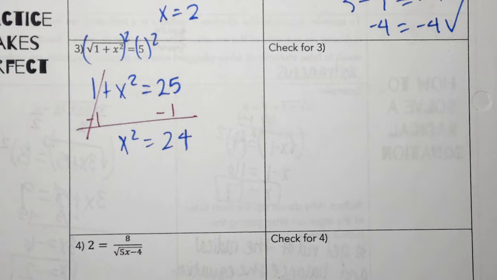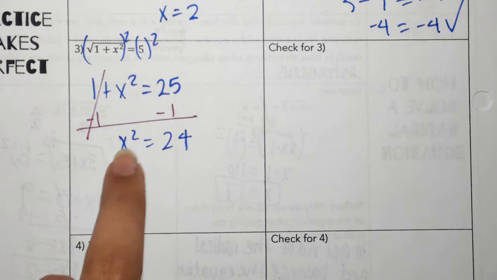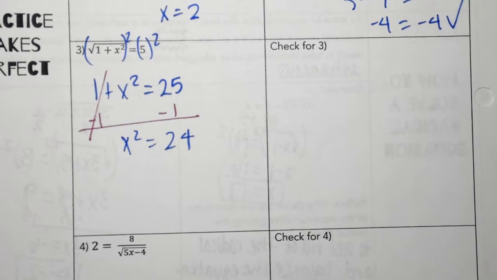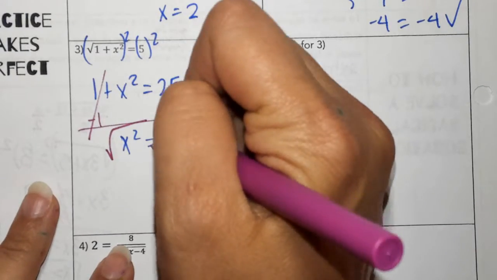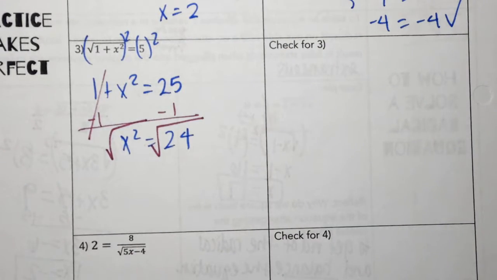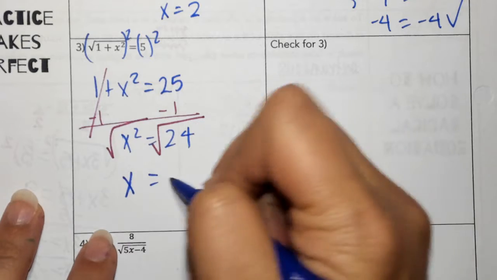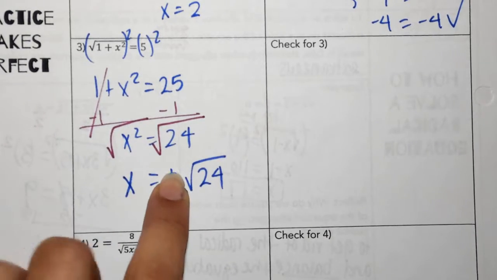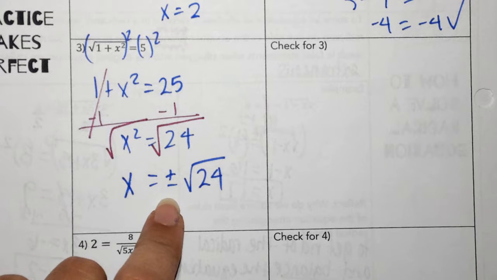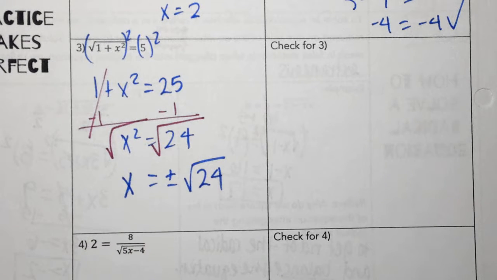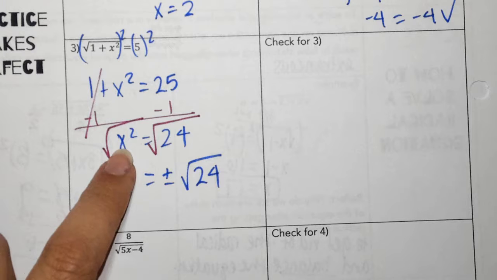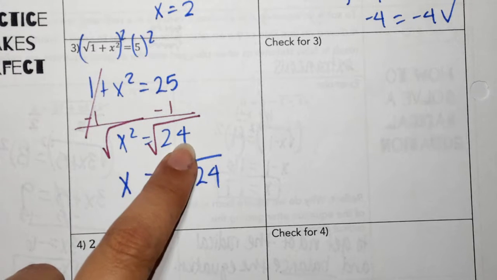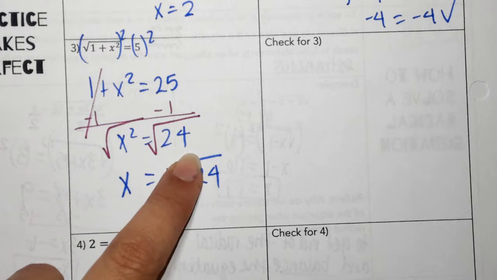Now, if we square both sides to get rid of a radical, what would we do to get rid of a squared? Radical, square root. So take the square root of both sides, and that gives you plus or minus the square root of 24. Now, why do you think it's either positive or negative? Because it's squared, right? Because you can square a negative and you'll get a positive. You can square a positive and you'll get a positive.